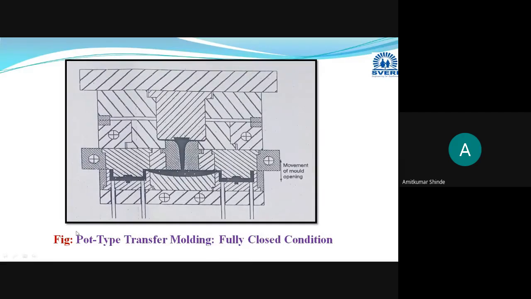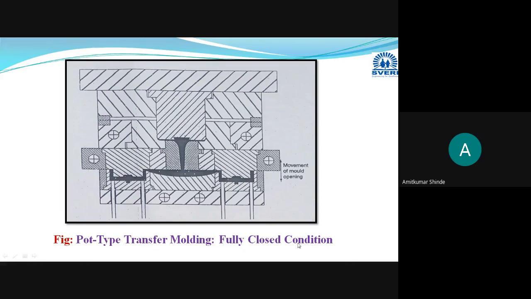Okay. Now this is the pot type transfer molding process in closed condition. Plunger is in placed position, material will pass through this sprue and gate runner arrangement. Sometimes only a sprue can be used. Sometimes you can go for a sprue with gate and runner arrangement. It will be considered as pot type only. Okay, in this way, material is transferred from the transfer pot through the sprue gate runner arrangement into this mold cavity.